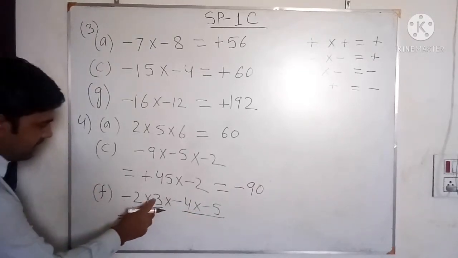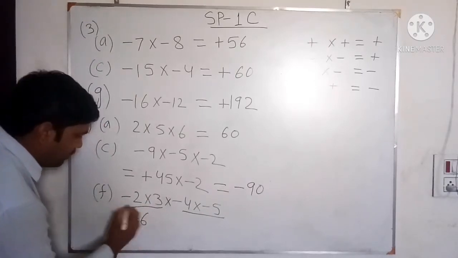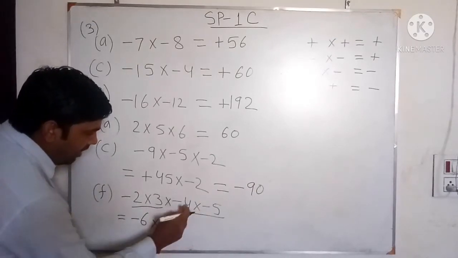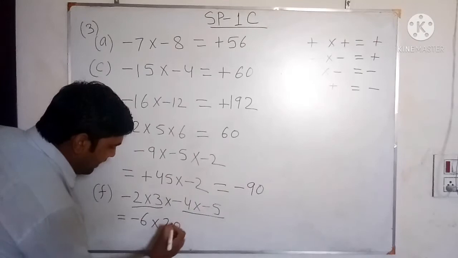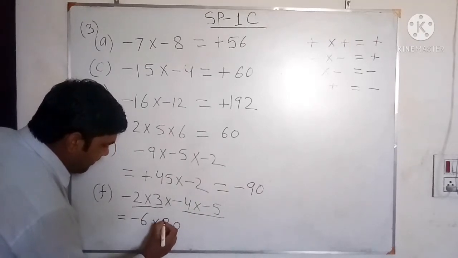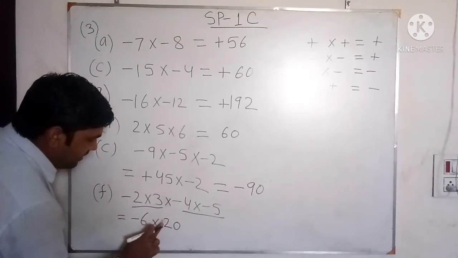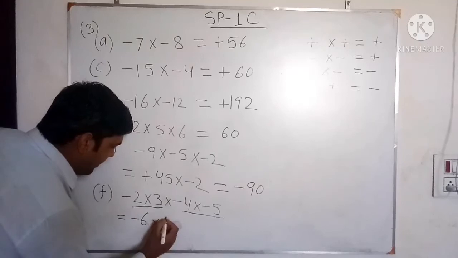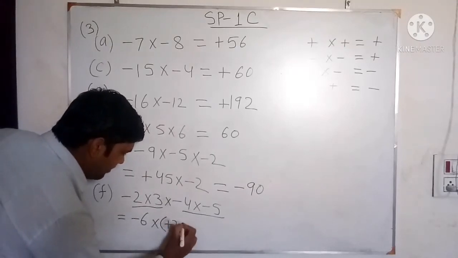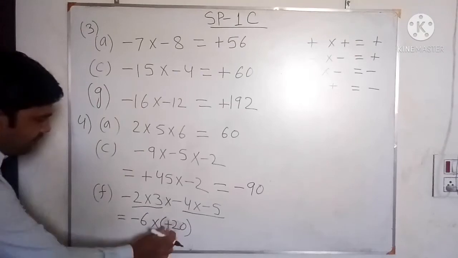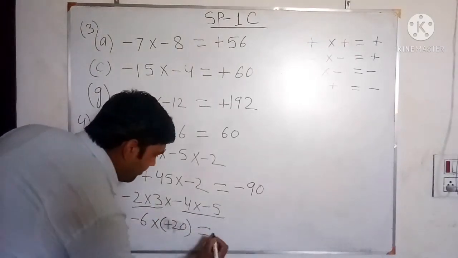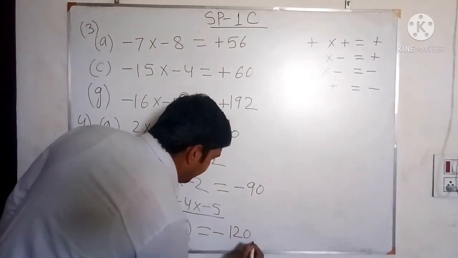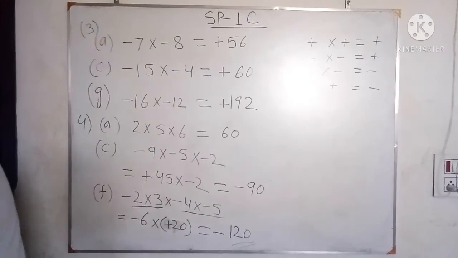So here you see minus plus minus, and 2 threes are 6. So minus 2 multiply 3 gives you minus 6. Now in between there is the multiply. Now minus minus plus, and 4 fives are 20. So minus minus plus, what we write? Plus 20. Now multiply these two integers again. Minus plus minus, minus, and 6 twenties are 120. So what is the answer? Minus 120. Okay.